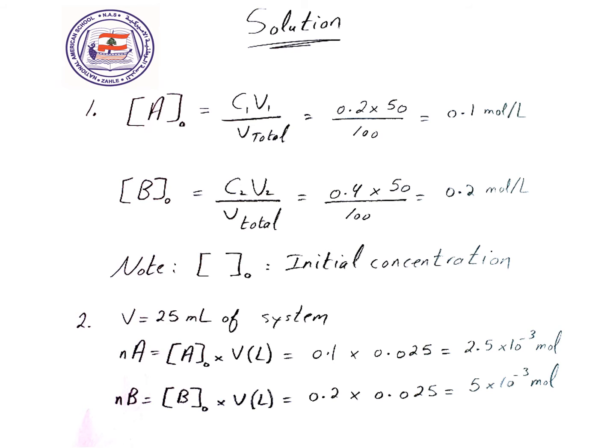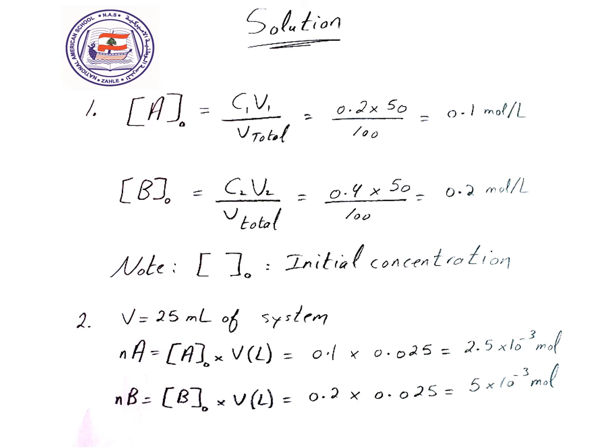Now let's look at the solution of the application on the previous slide. They asked us to calculate the initial concentration of A and B. We put a bracket and we put A inside the bracket and 0 on the outside. The bracket indicates the concentration and the small 0 written outside on the right side is simply to indicate the initial state. So what is the initial concentration of solution A in the reaction system?